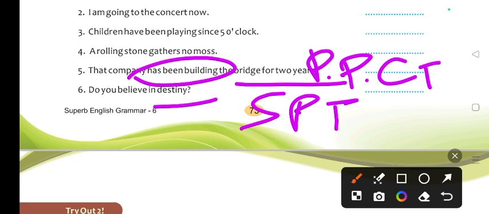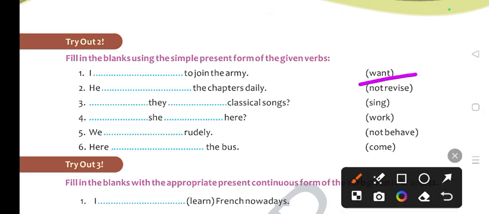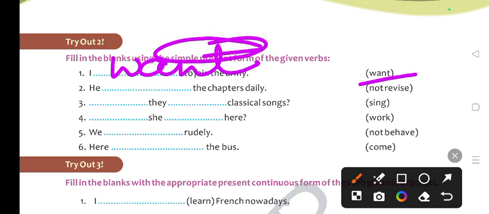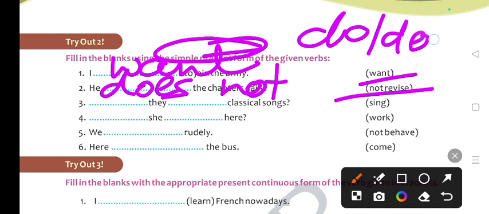Okay, now the next question. Fill in the blanks using the simple present form of the given verbs. Try out 2. Like want, so you are supposed to use simple present. So simply write here I want to join the army. He, do not revise. According to he, we will put here does because it's a negative sentence. So with negative sentences, we use do or does not. This is the helping verb of negative. Okay, so we will write here he does not revise.